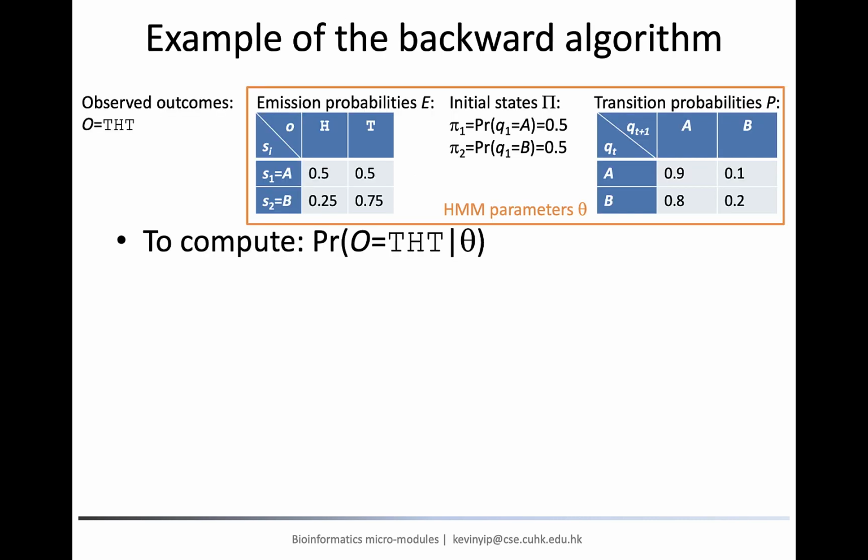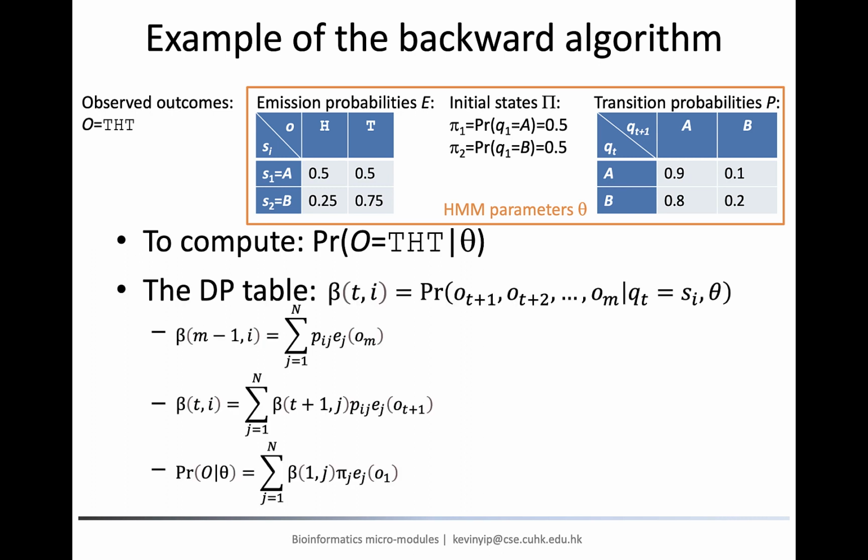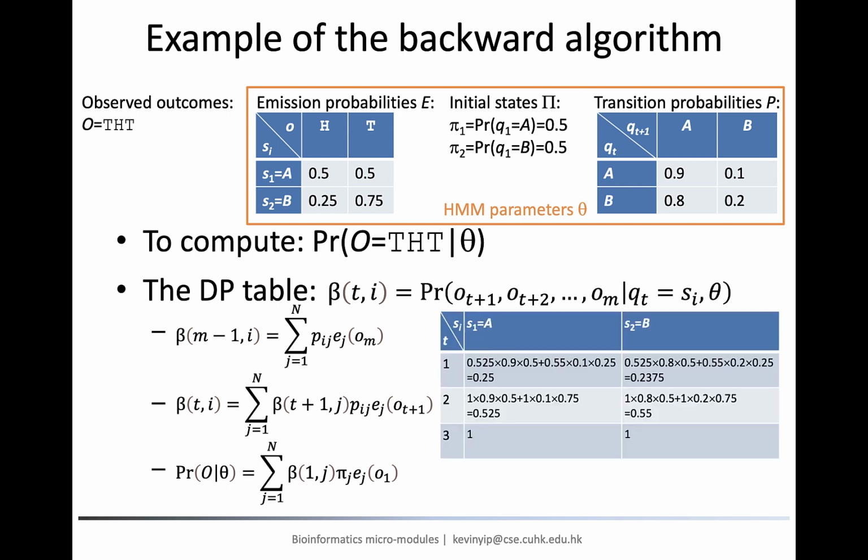Finally, let's see an example of using the backward algorithm. The hidden Markov model and the observation sequence are the same as the ones we used in the example for demonstrating the forward algorithm. As a reminder, we show the definition of the dynamic programming table, the initialization formula, the recursive formula, and the formula for getting the final answer from the table. The completed table is shown here.